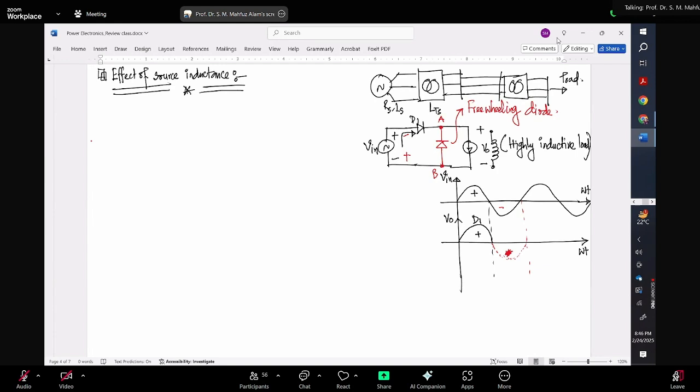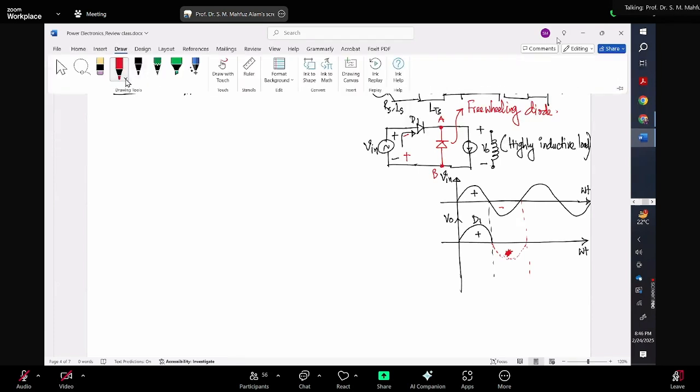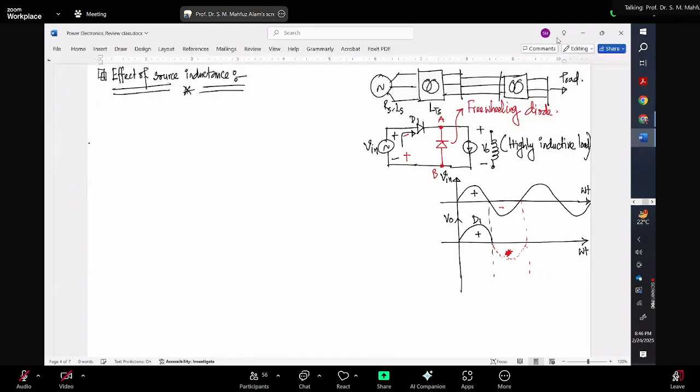So during the positive half cycle, what were my polarities? My polarities were plus and minus, and the diode will start conducting. And as soon as that diode starts conducting, what will happen? These polarities will make this freewheeling diode turn off, and then your input voltage will appear across the output.